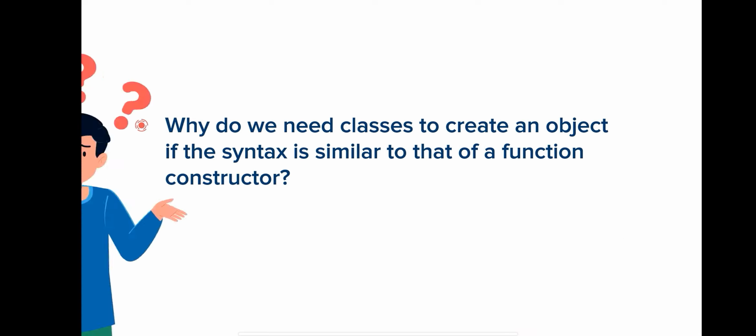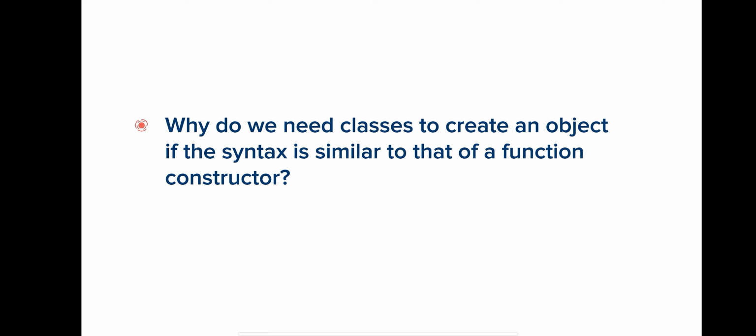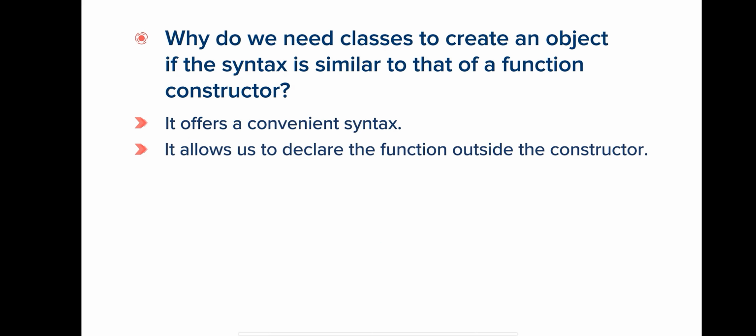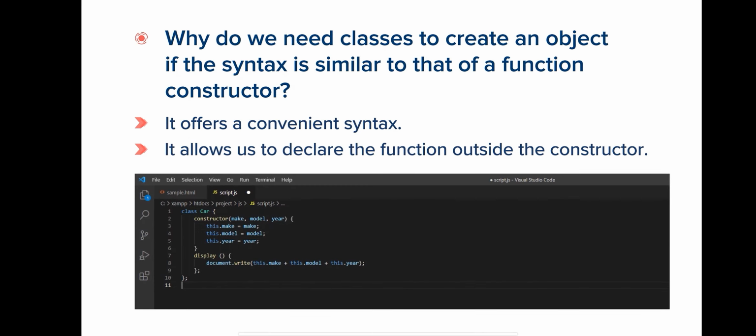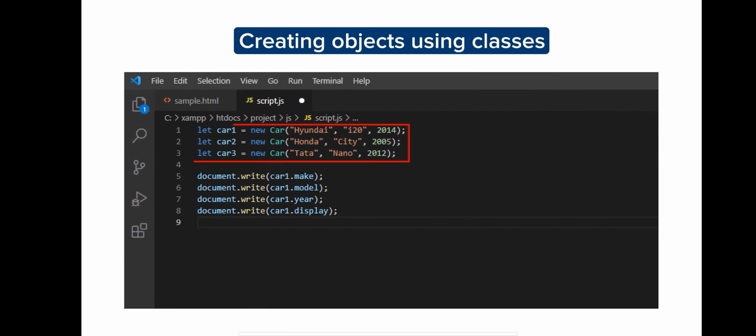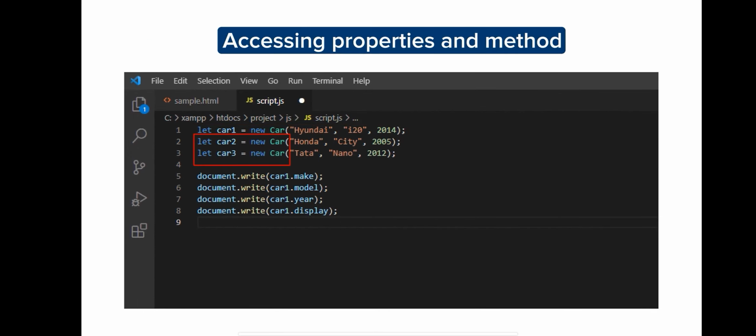One of the most important reasons for creating an object using classes is that it provides a convenient syntax to people who are coming from other programming language backgrounds like C and C++. The other reason is, using the class notation, we can bring the function declaration outside the constructor. One important thing to notice is that we are no longer using the function keyword along with the display method. Now, the rest of the things remain the same, like the way the objects are created and the way properties and methods are accessed. Lastly, in this video, we will go through the for in loop, which we have already discussed in the loops topic of this module.